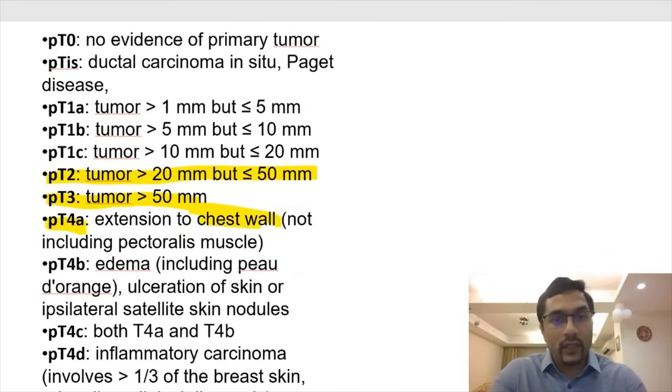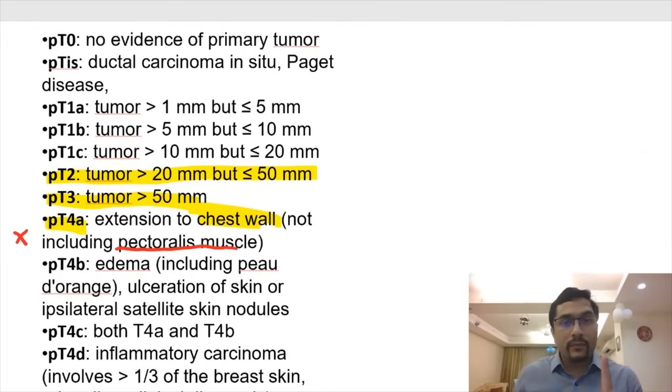But what is the important thing which has been asked in the exam? That involvement of the pectoralis muscle is not chest wall involvement. Please don't make this mistake. A lot of students mark this wrongly in the exam. Involvement of the pectoralis muscles is not chest wall involvement. Doesn't make it T4. Please remember this.